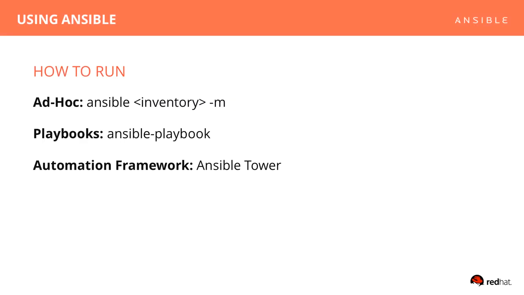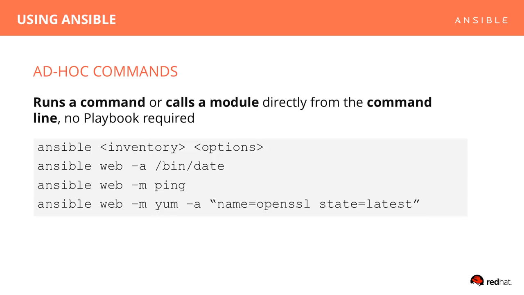Okay, now that we've covered the basics, it's time to actually automate with Ansible. There are 3 ways to run Ansible: by directly calling a module from the command line, calling a playbook from the command line, or by using Ansible Tower. First, we'll look at how to run ad hoc commands. We can run raw commands on target systems or call modules directly, but let's see what that looks like.